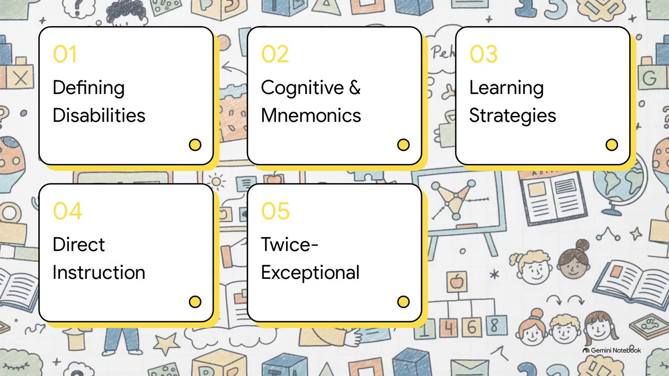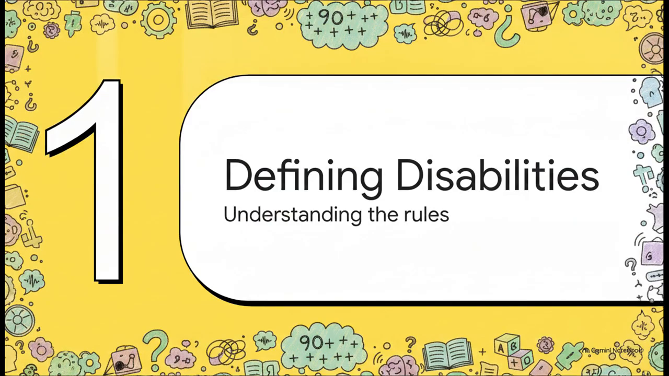So here's our roadmap for today. We'll start by defining learning disabilities, look at cognitive training and mnemonics, explore the learning strategies approach, weigh the pros and cons of direct instruction, and finally, dive into twice exceptional learners. Let's get to it. Section 1.